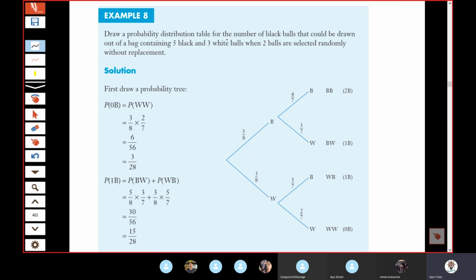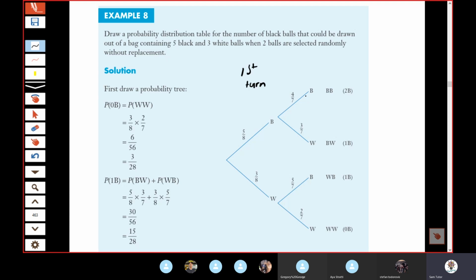Draw a probability distribution table for the number of black balls that could be drawn out of a bag containing 5 black and 3 white when 2 balls are selected randomly without replacement. So you're not replacing. First, draw a probability tree. It'll look like this: black, white, black, white. Your black would be 5 black out of 8 balls altogether. That's your first turn. 5 black, 3 white.